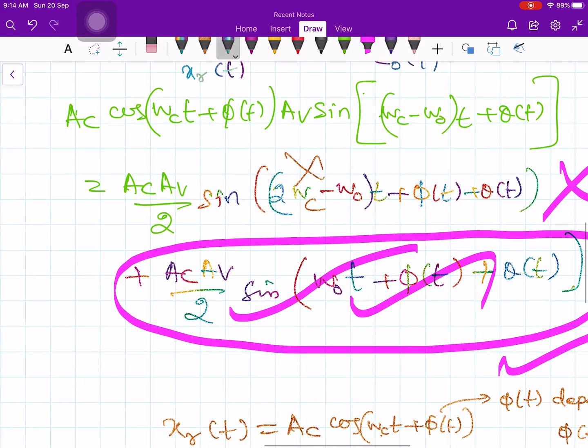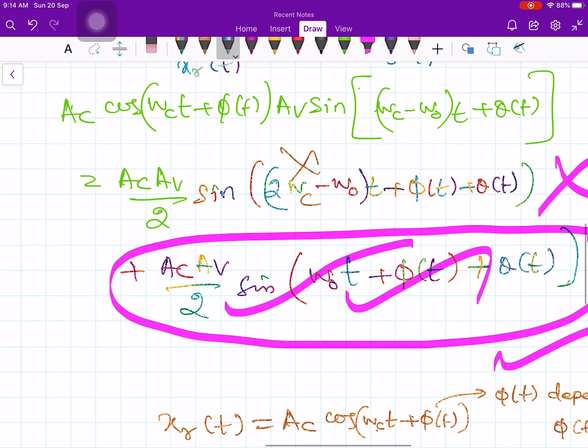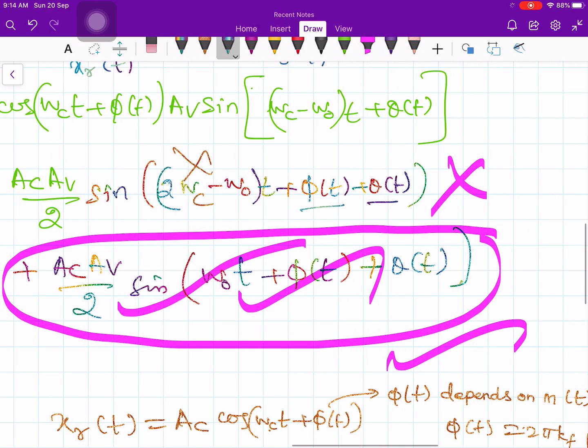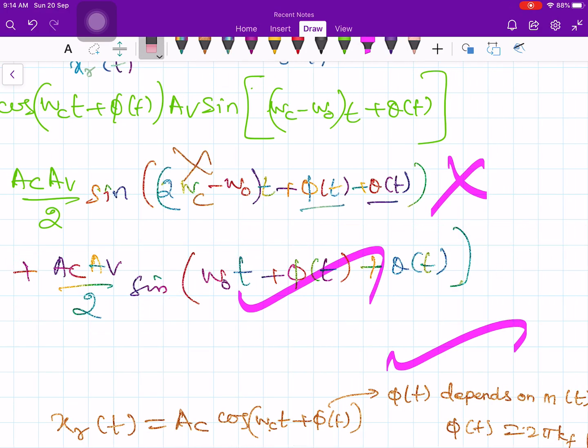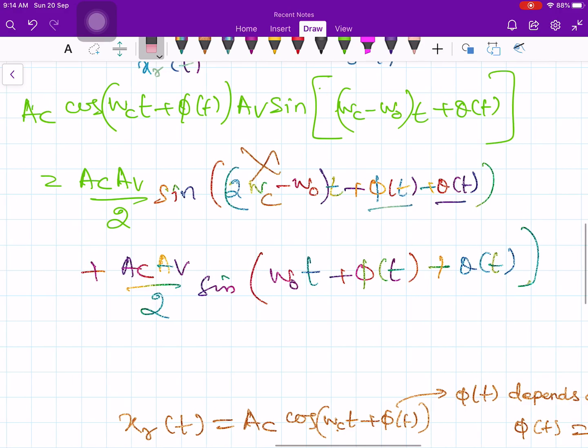get two components. One is at 2 omega c minus omega naught t plus theta of t plus phi of t, and another one is AC by 2 sine of omega naught t plus phi of t minus theta of t. What is this, minus or plus? It should be minus, right? Minus theta of t. So this is a straightforward application of your trigonometric identities.